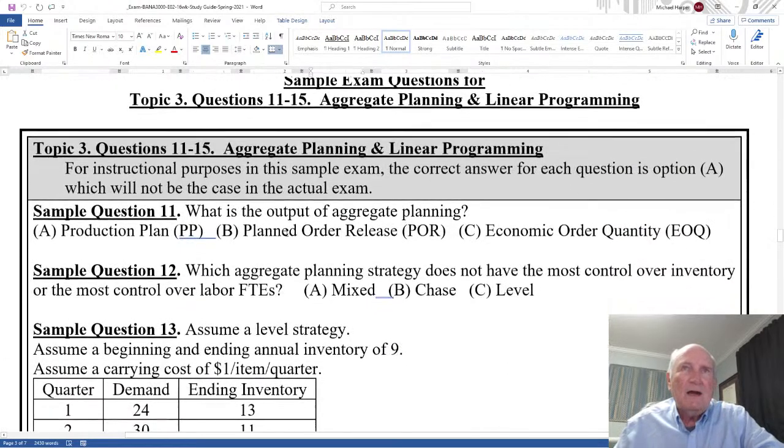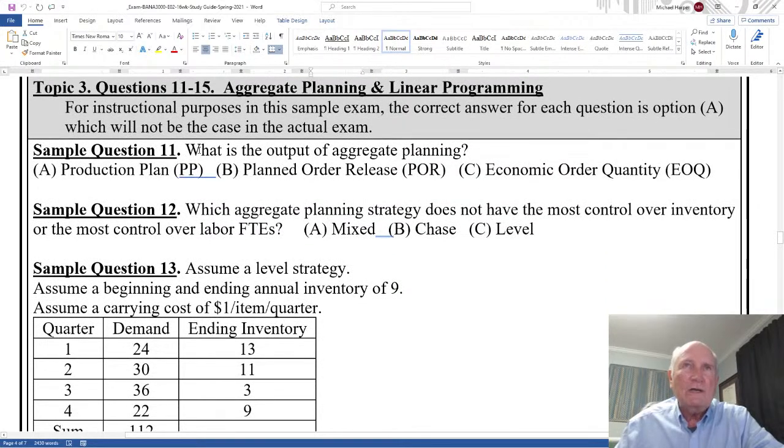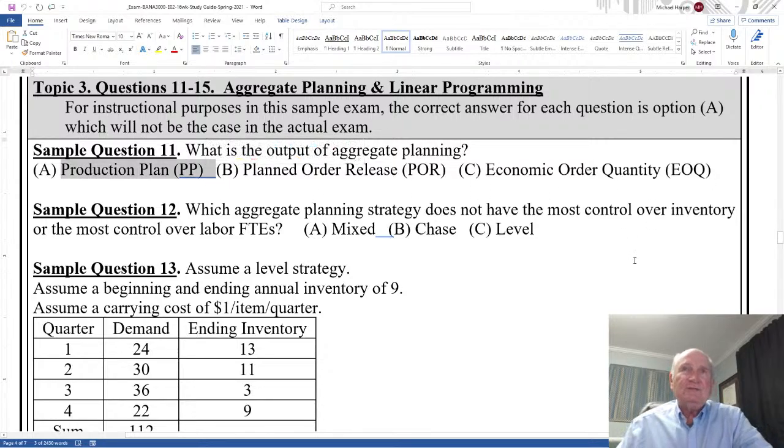Okay. 11 through 15. Well, for aggregate planning, what is the output of aggregate planning? It's the production plan. And so for this one, I want to emphasize this question and answer. So I'll ask this question. That's the question. That's the answer. I just put the answer either A, B, C. It'll be all over the place. But I just wanted to emphasize that the output of aggregate plan is a production plan.